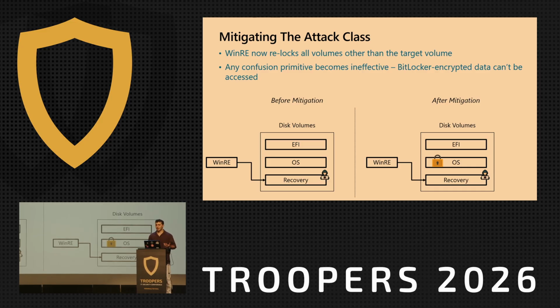So before that mitigation, it was possible to create weird scenarios where WinRE recovered one volume while another remained unlocked, and this state can no longer be created. And as a result, any additional volume confusion primitive that is found is no longer effective. Regardless of the exploit path, BitLocker protected data can no longer be accessed.